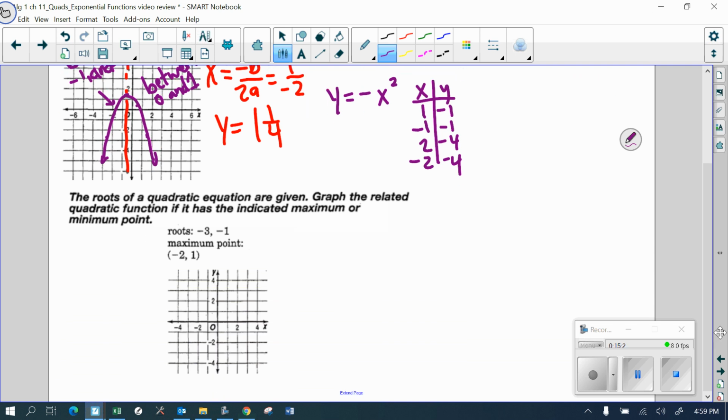Okay, the roots of a quadratic equation are given. So it means it crosses at -3 and -1. That means the vertex, this is the maximum point, is (-2, 1). Okay, right there. That's the maximum. So it's letting me know it's opening down, going right through there like this. Graph the related function if it has the indicated maximum or minimum point. Okay, so there's what I'm going to graph right there. Okay, let's go to the next one.